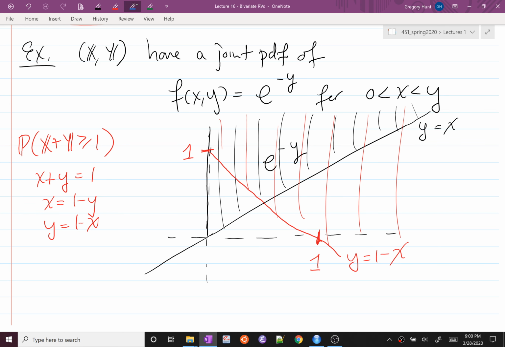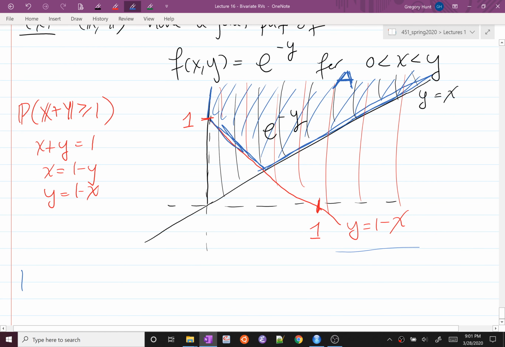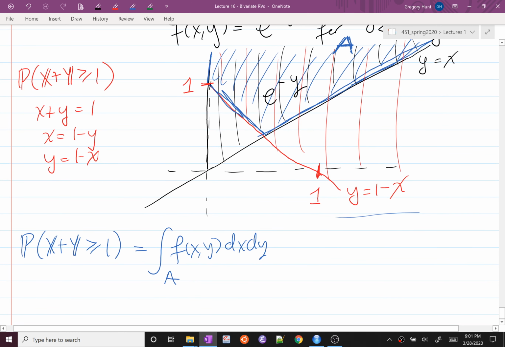And so the intersecting region where the PDF is bigger than 0 and our condition is satisfied is this weird trapezoidal shape here. So it's this blue region here. That's the region where the PDF is bigger than 0 and x is less than y, and x plus y is bigger than 1, according to our function here. So this is our region A, and to find the probability that x plus y is bigger than or equal to 1, I integrate my joint f_xy dx dy over A, and it's a Calc 3 problem at this point.